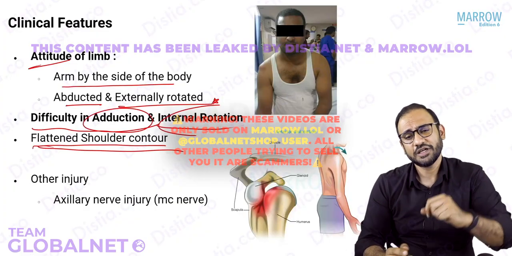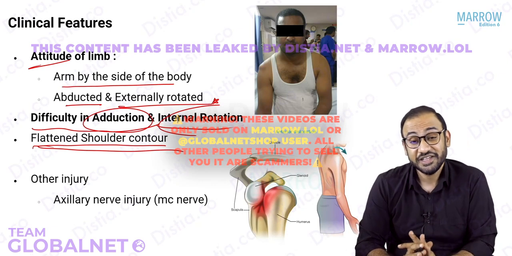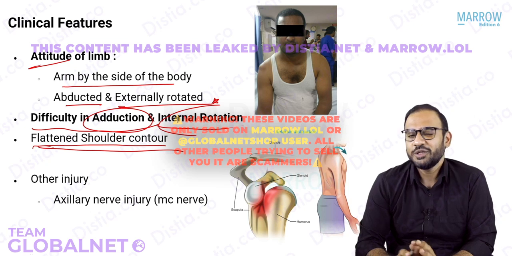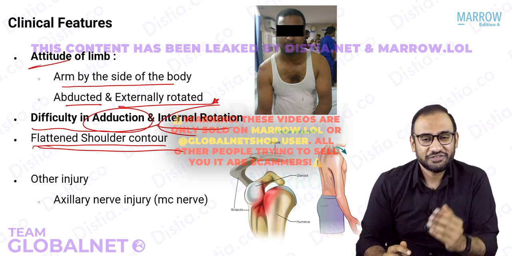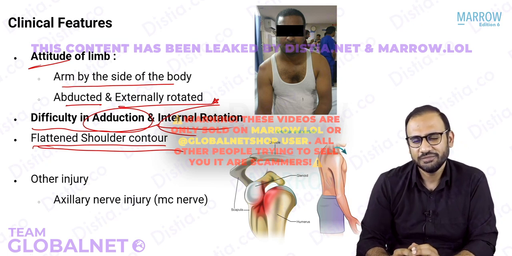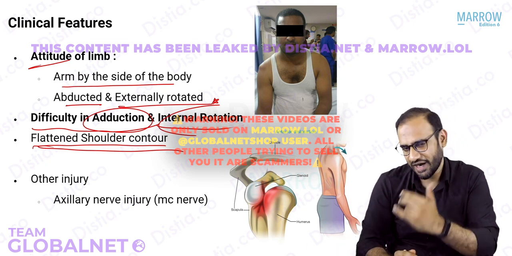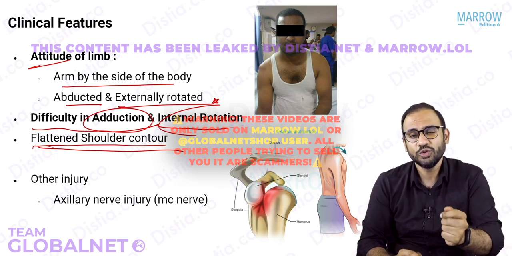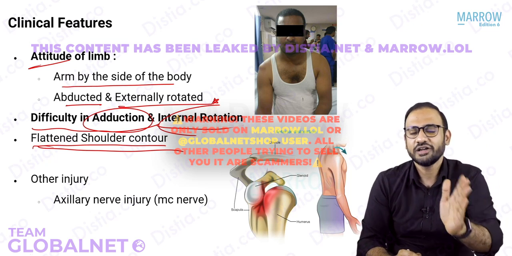Anyways, imagine a patient coming to your OPD telling you that he has a history of fall on an outstretched hand and there is pain in the shoulder, he's unable to adduct and internally rotate, and there is a flattening of his shoulder contour. How are you going to proceed? Looking at his attitude, there is abduction, external rotation, flattening of the contour, and there is a history of trauma. You know the diagnosis is anterior shoulder dislocation. So you need to confirm clinically and then radiologically.